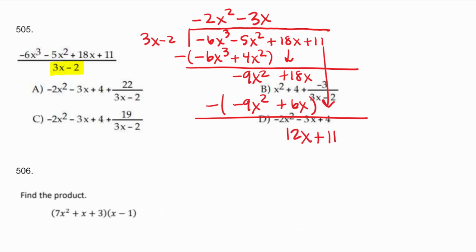plus 11. Okay, so I'm seeing where they're getting that plus 4 now. 4 times 3x is 12x. 4 times negative 2 is negative 8. I'm subtracting that away.